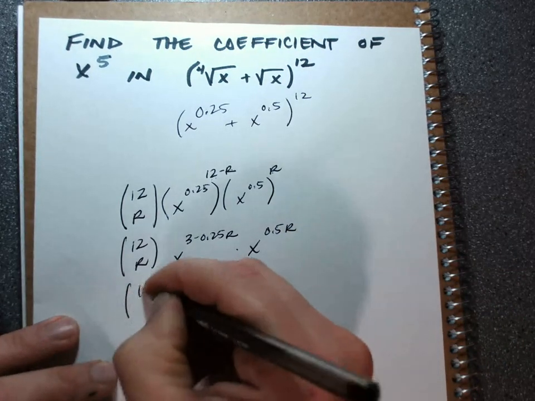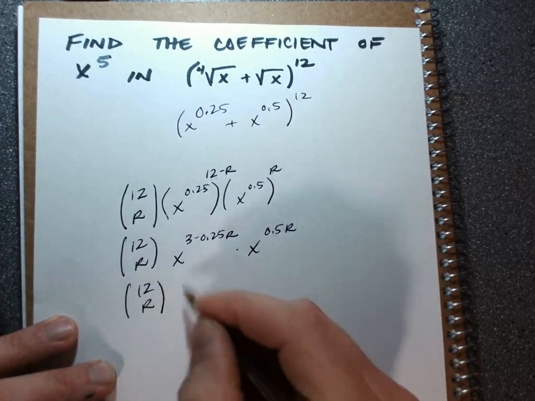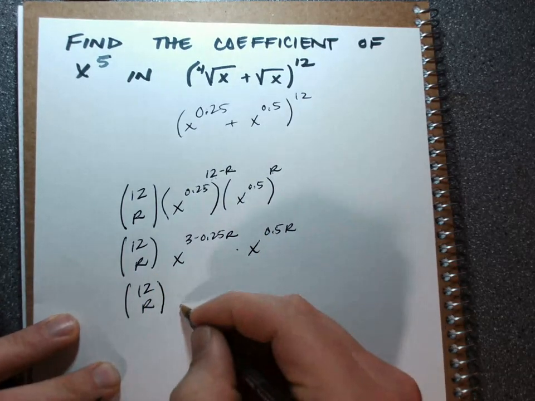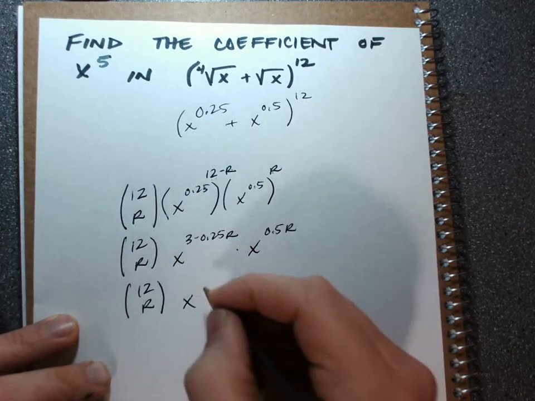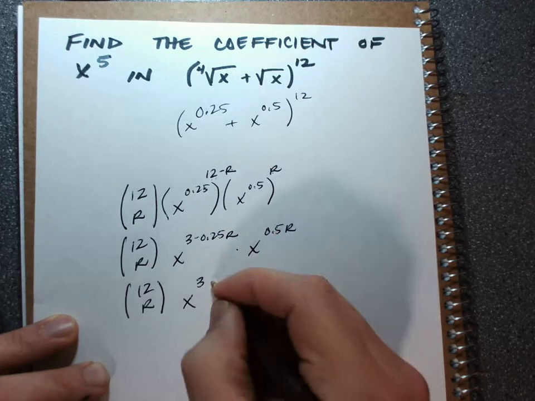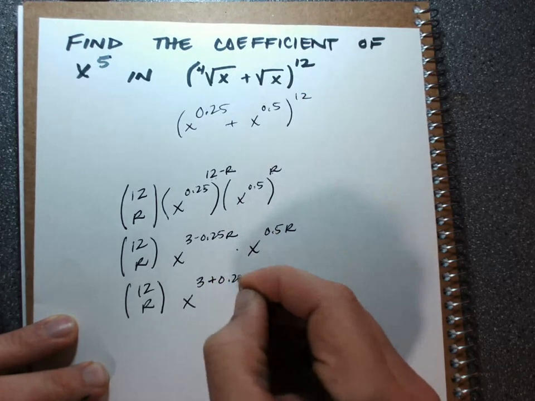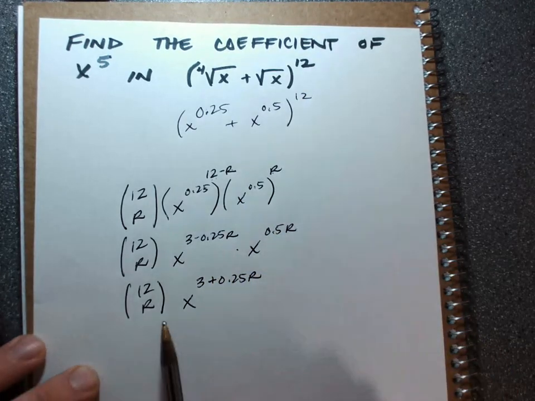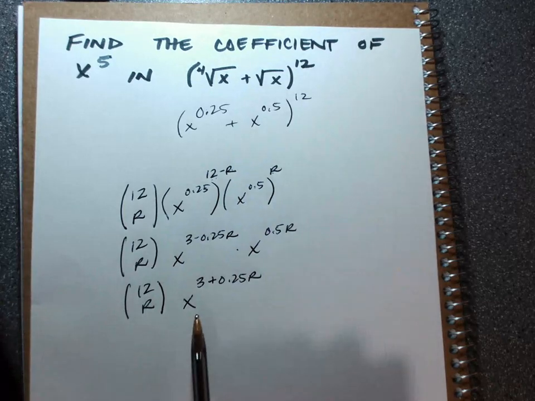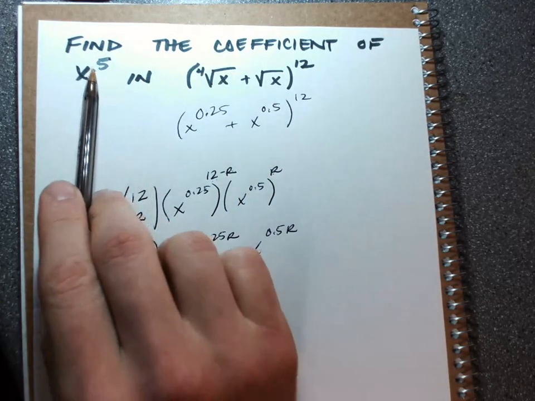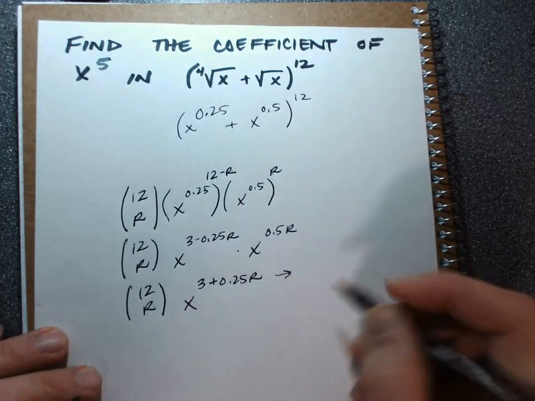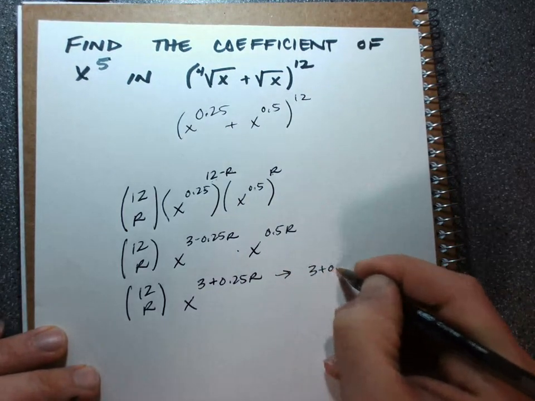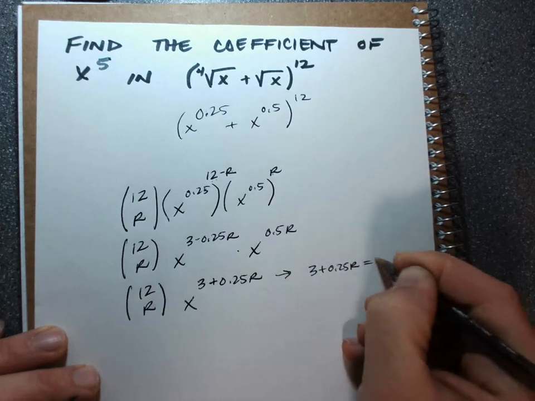We still don't know r, but we can at least make this look a little better. Same base, x, so we can add the exponents now. When we add the exponents, 3, and then that becomes positive 0.25r. Okay, so we did some exponent rules, and now we're trying to get x to the fifth, so we want this exponent to result in a 5. So let's start a side problem here: 3 plus 0.25r has to be 5.